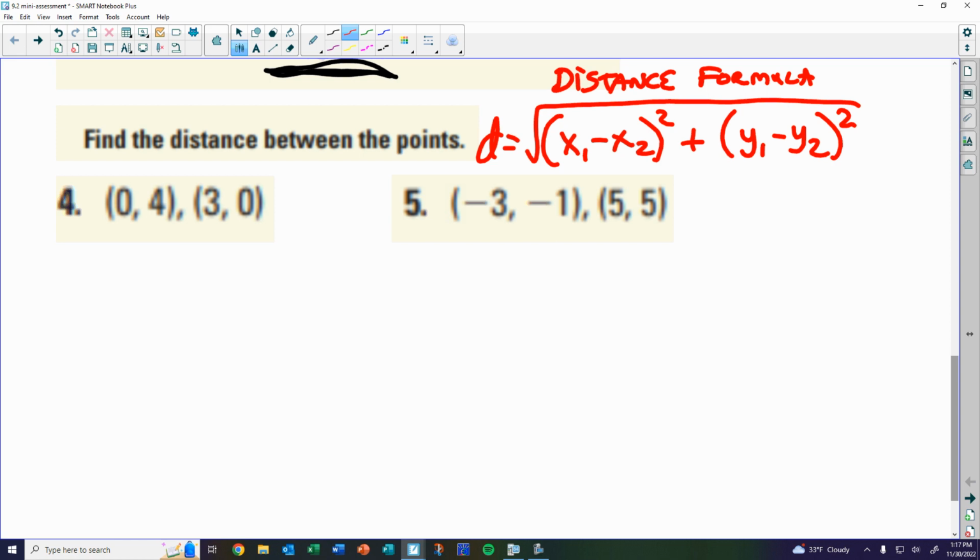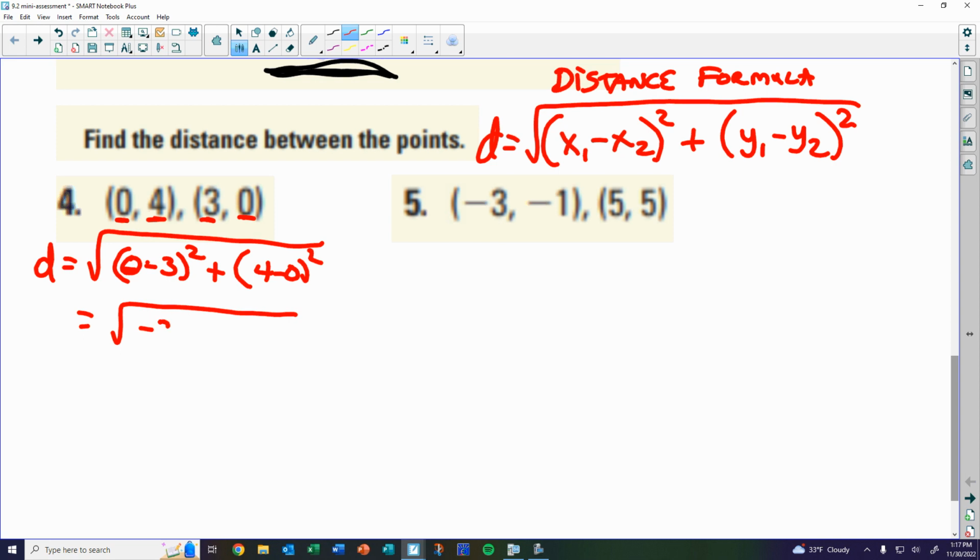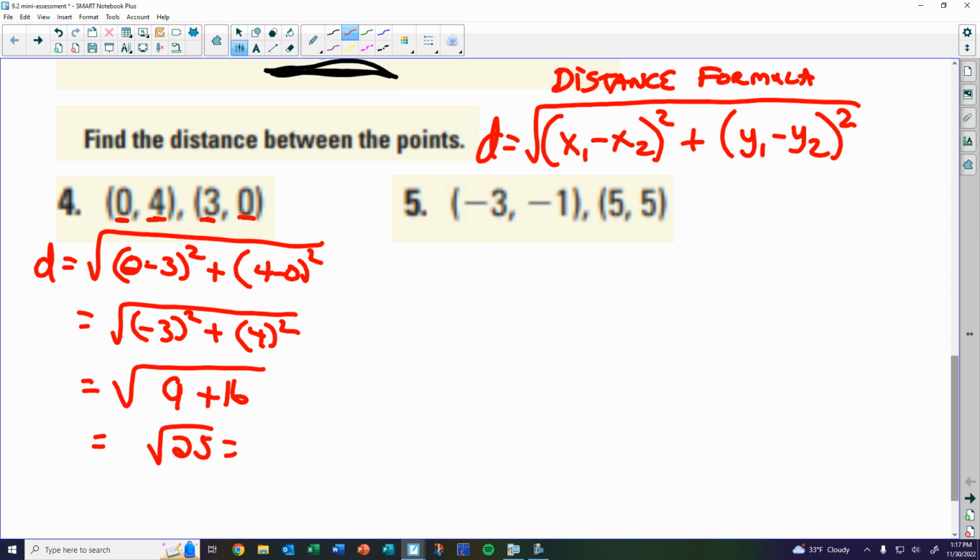So to find the distance, I subtract the 2 x's, which is 0 minus 3, and I square that number, plus the two y's, 4 minus 0, and square that number. Well, 0 minus 3 is negative 3, and 4 minus 0 is 4, right? What is negative 3 squared? That's negative 3 times negative 3. 9. What's 4 squared? So 9 plus 16 is 25, and the square root of 25 is 5. Same answer, right?